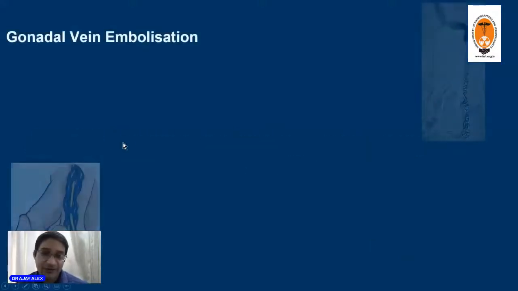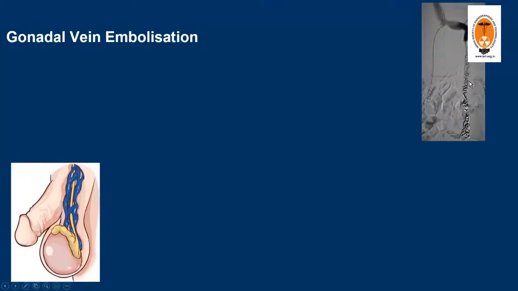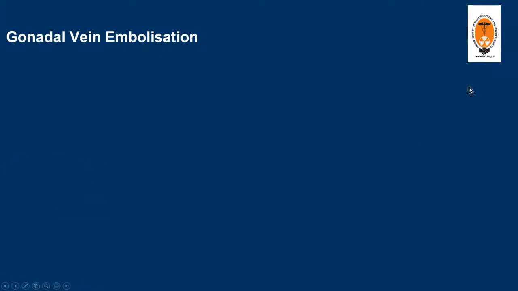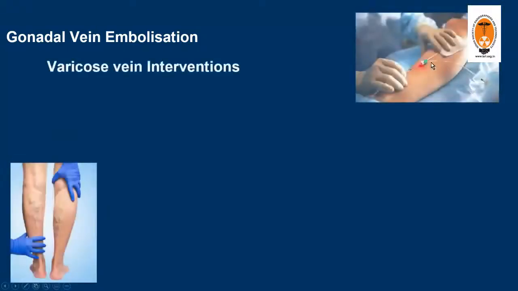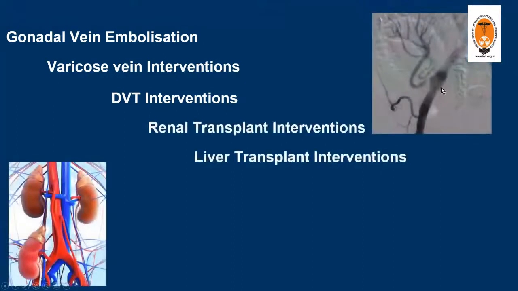Just to run down a few of the other interventions, now we have options of varicocele embolization in gonadal vein embolization. We have options of treating varicose veins by laser therapy or sclerotherapy. We have options of recanalizing thrombosed veins of the lower limb, as in this case of DVT. We are now also able to help the transplant surgeons as well, as in this case, whether it be for renal or for liver, wherein they have arterial or venous stenosis, by balloon angioplasty in that segment.